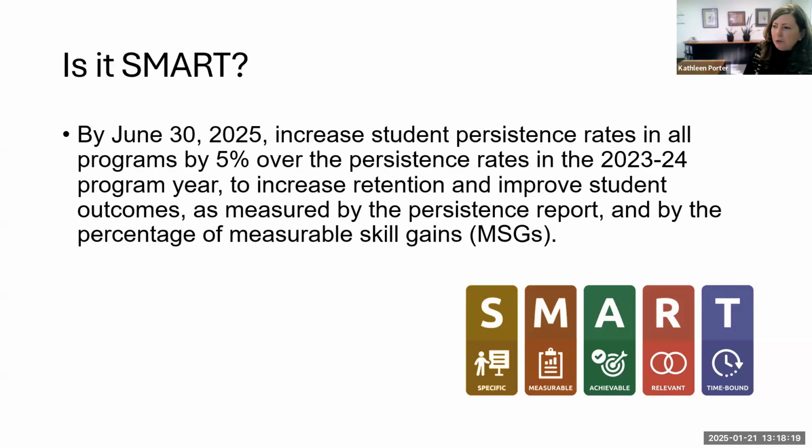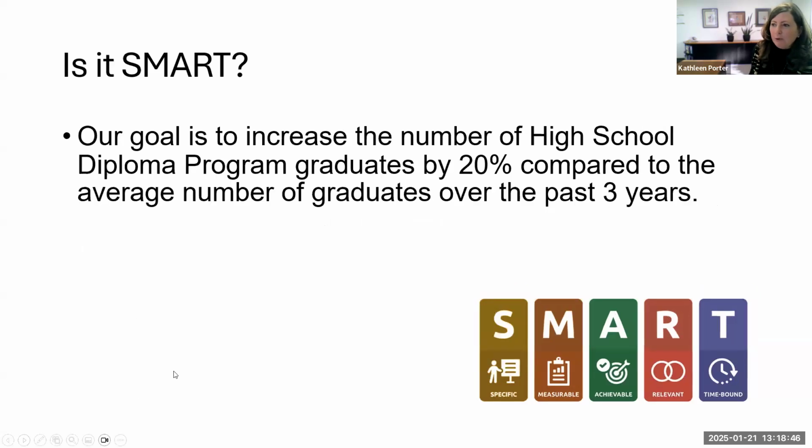Whether it's achievable, 5% seems like a pretty low percentage, so maybe it's achievable. Is it relevant? Yes, it's relevant to our programs. We're looking at student learning gains here. And is it time bound? By June 30th, 2025. So our readers said, yes, this is a SMART goal. So let's take another example.